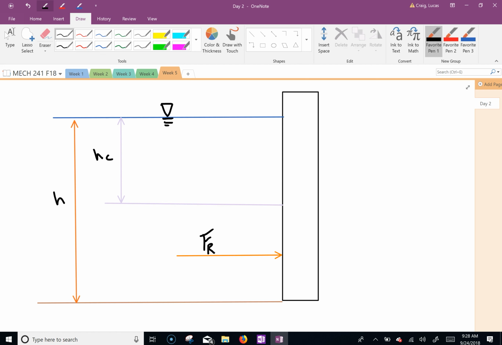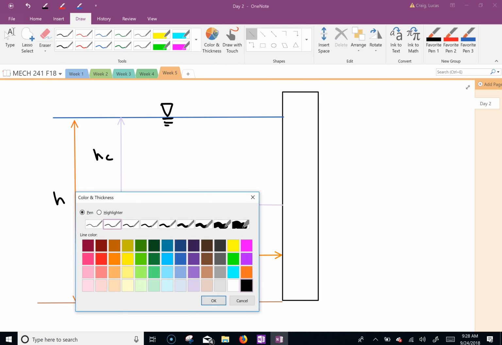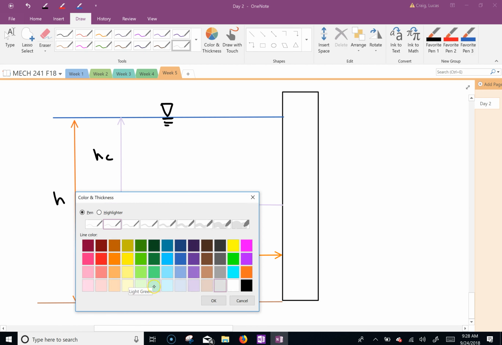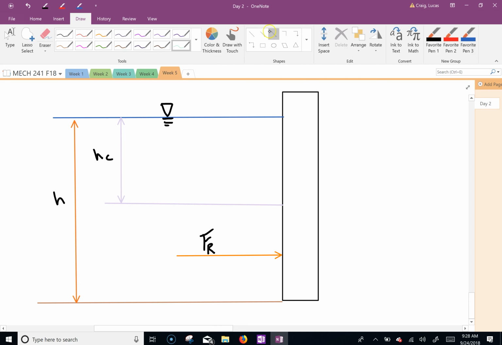Yep. This acts, and let's draw this in green. And I will do this. This is what, with the distance down, we call HP. This is kind of the center of pressure. That's what they call it, okay?